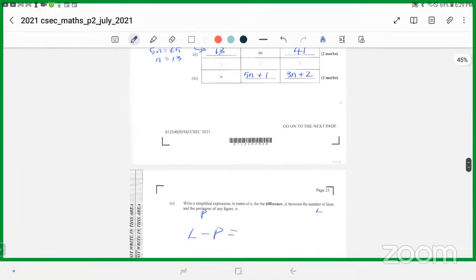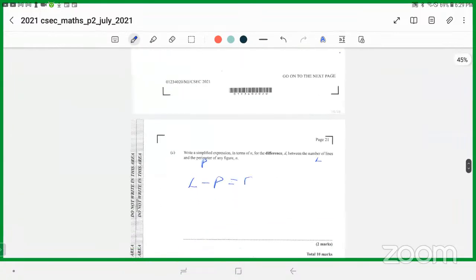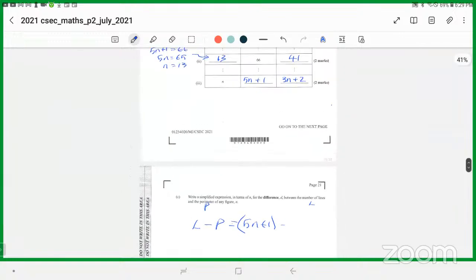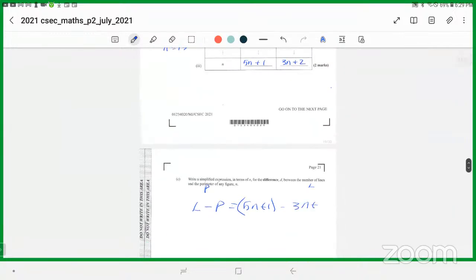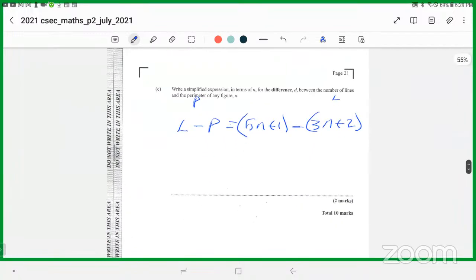So the L is what? 5n plus 1 minus, that is 3n plus 2. You have to be careful with the negative sign. So it's 5n minus 3n. 5n minus 3n is 2n. Then it's 1 minus 2. 1 minus 2 is negative 1. That's it.